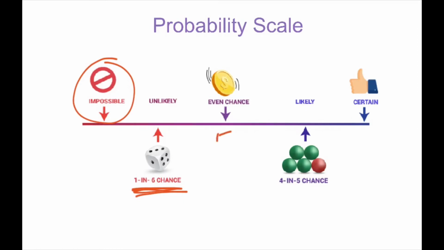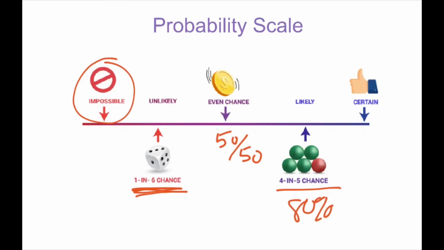Then we also have our 50-50, which you can think of as flipping a coin. Could hit heads, could hit tails, a 50-50 chance. Next, you have situations that are more likely to happen. So in this case, we have a 4 in 5 chance, which would be about 80%. So an 80% chance, those are pretty good odds.